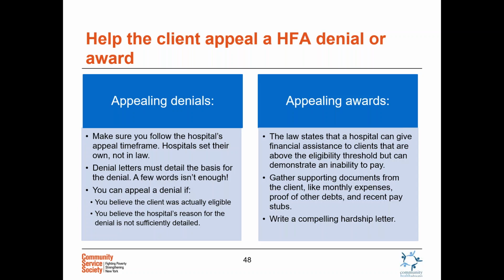Appealing awards. The law states that a hospital can give financial assistance to clients who are above the eligibility threshold but can demonstrate an inability to pay. So while the hospital cannot ask for this information, you can provide it. You can gather supporting documents like monthly expenses, proof of other debts, and recent pay stubs to appeal the award and show that your client does meet the financial hardship criteria, despite being above the eligibility threshold. And the most important thing you can do as an advocate is write a compelling hardship letter for your client, analyzing and taking into consideration all of their monthly debts and expenses, their financial situation, whether they've been laid off, maybe their unemployment checks aren't coming in, etc.